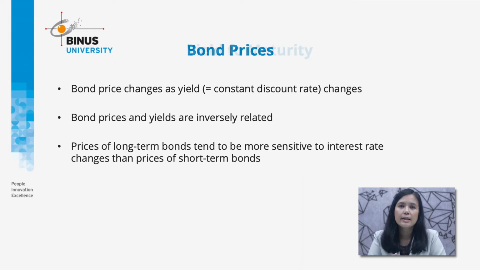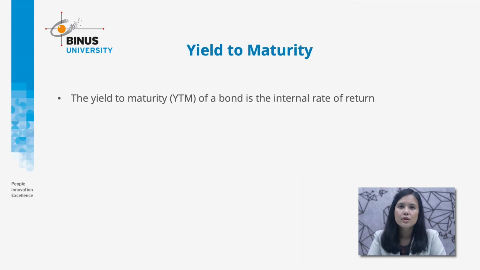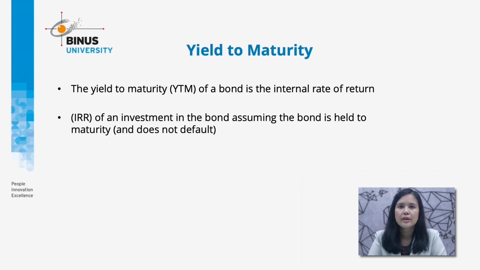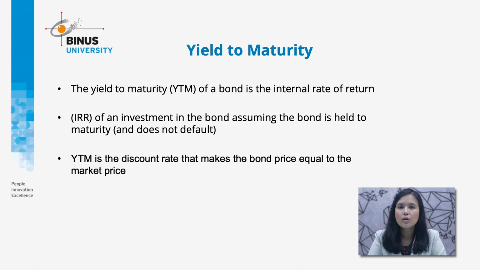Next, we are going to discuss yield to maturity. The yield to maturity of a bond is the internal rate of return. A bond's yield to maturity is the internal rate of return required for the present value of all the future cash flows of the bond to equal the current bond price. YTM assumes that all coupon payments are reinvested at a yield equal to the YTM and that the bond is held to maturity. The yield to maturity of a bond is essentially the internal rate of return associated with buying that bond and holding it until its maturity date. In other words, it is the return on investment associated with buying the bond and reinvesting its coupon payments at a constant interest rate.